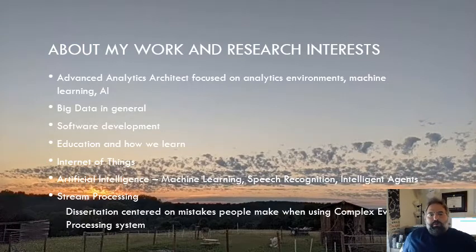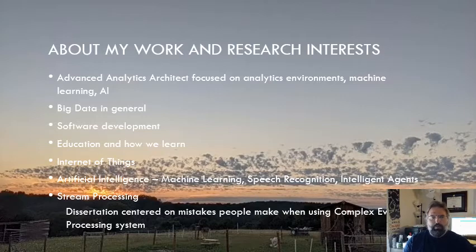About me and my work. I serve as an advanced analytics architect at the company where I work. I focus on analytic environments, data platforms, machine learning, AI, and a lot of things that need to be done to make those things happen. In general, my work revolves around big data because we do build software in some fashion or another, even if it's integrations of sorts. Software development is obviously something I'm interested in. Also I have an interest in education, obviously not just because I teach, but also learning how we learn and trying to learn better. The Internet of Things is a pervasive topic as well.